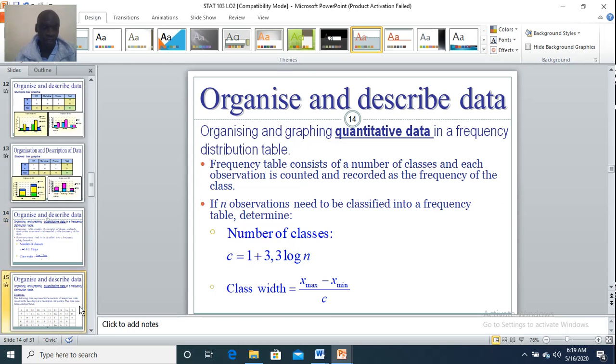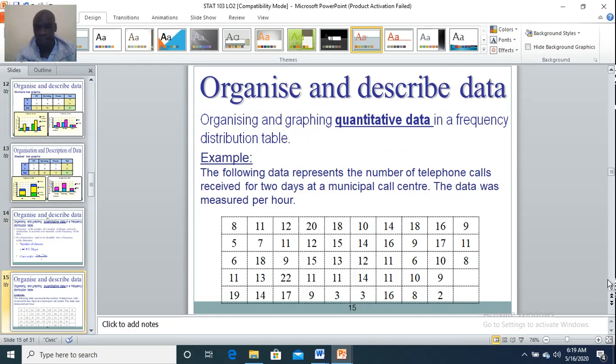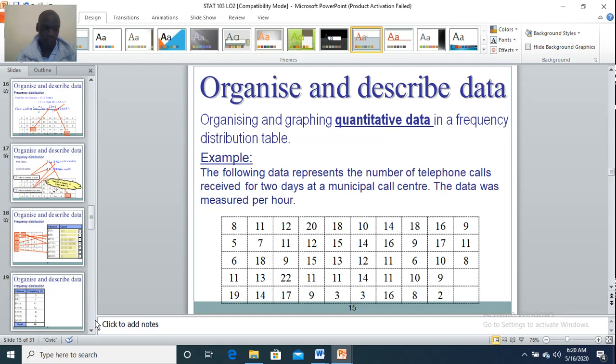So let's see the ungrouped data. The ungrouped data that we have is this. We have collected this data. So we have 8, 5, 6, 11, 19, 11, like that. So how many do we have? 1, 2, 3, 4, 5. 1, 2, 3, 4, 5, 6, 7, 8, 9. 5 times 9, 45. So it's going to be 48 variables.